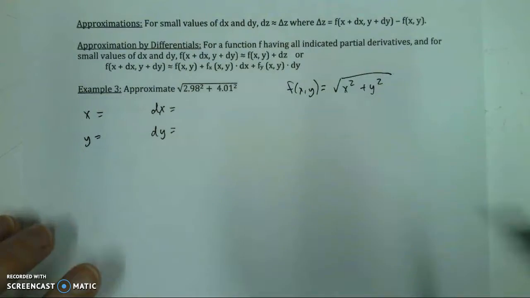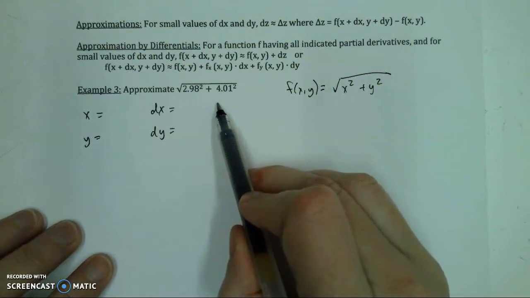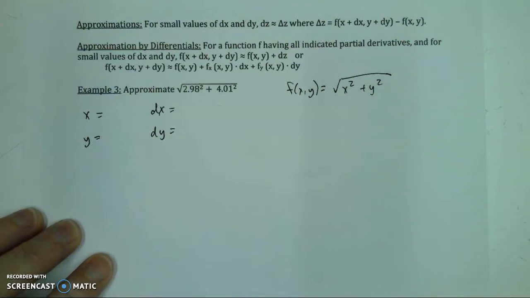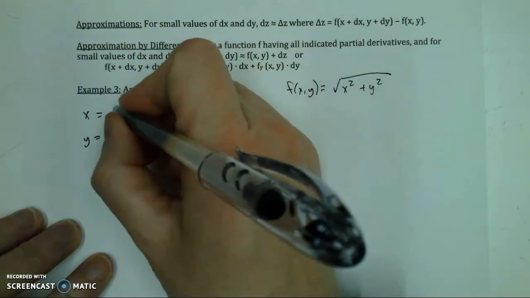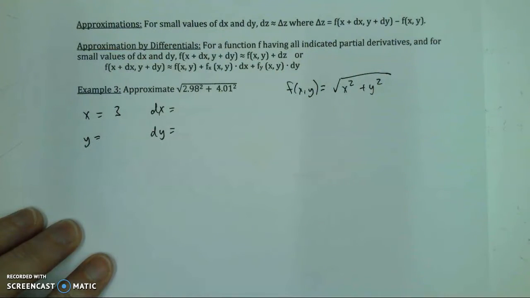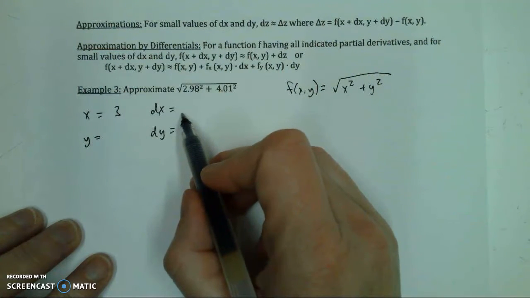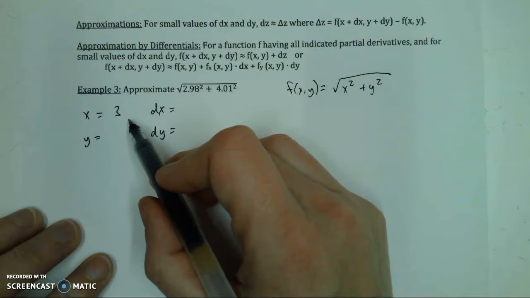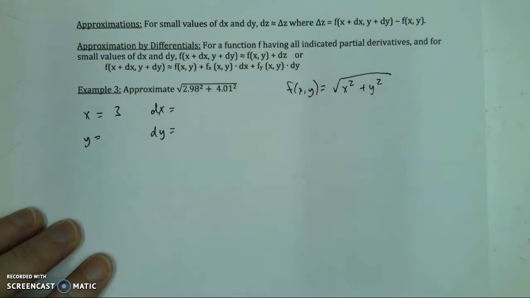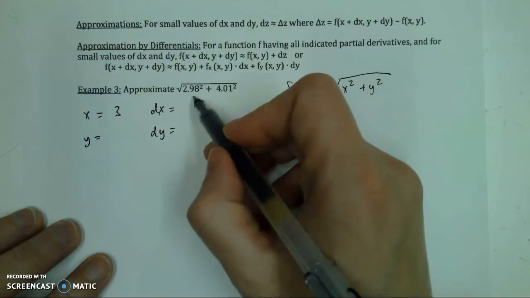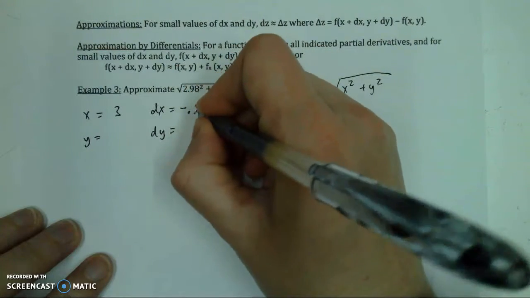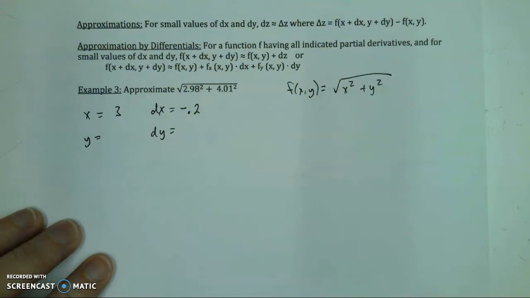So what we're going to do is each of these numbers should be pretty close to a nice number. So 2.98, well, that's pretty close to 3. The dx then should be a small number, and it's basically the difference between the value I just picked for x and the value I'm actually given. Now, since this is smaller, it is going to be negative 0.02.